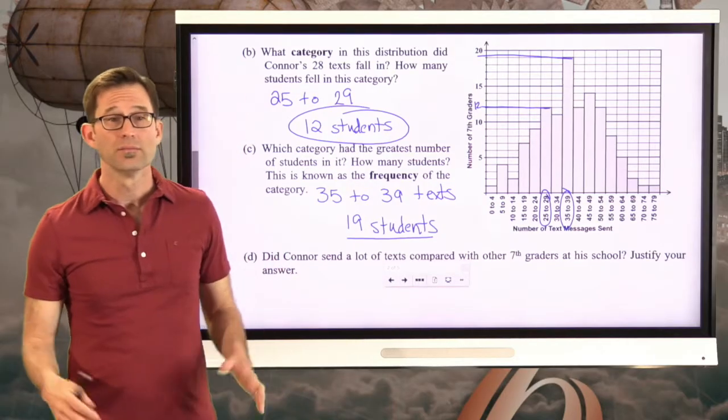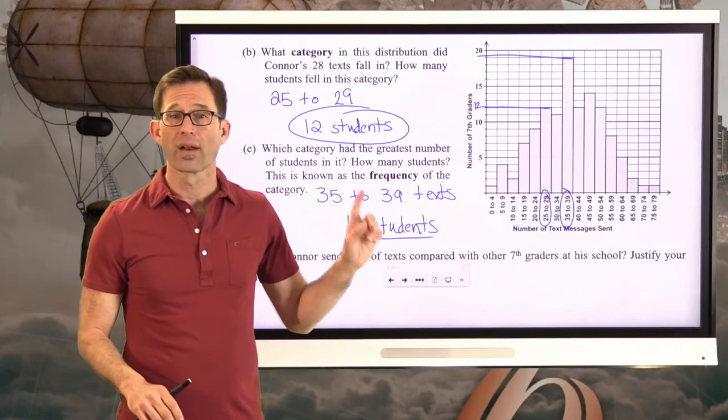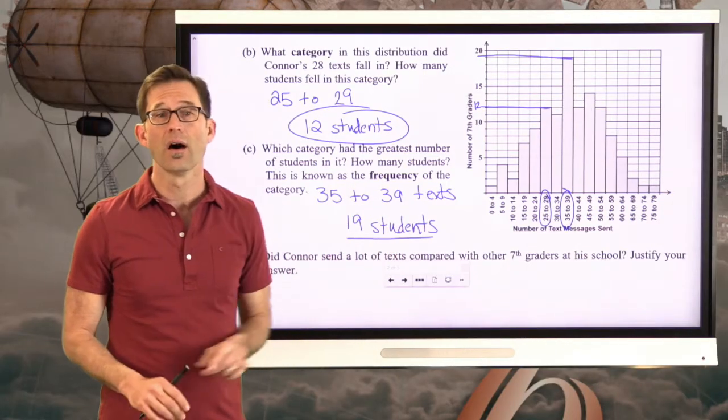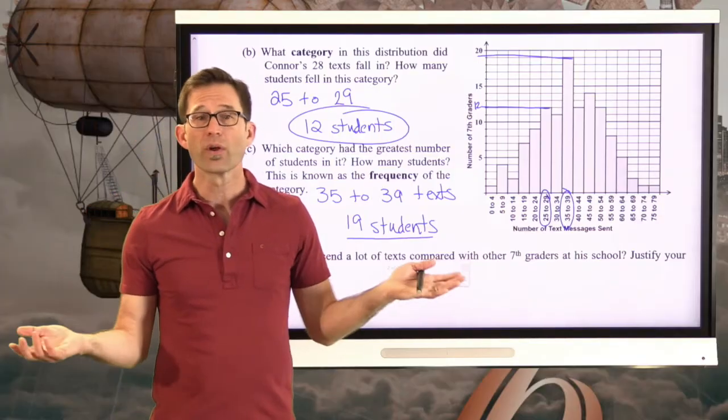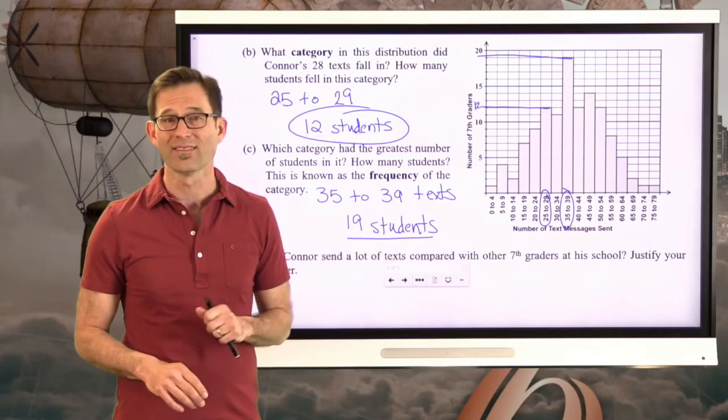Now again, just a little terminology here, right? The number of the data values that fall into the category is known as the frequency of the category. So the frequency of the top category here, 35 to 39 texts, was 19.